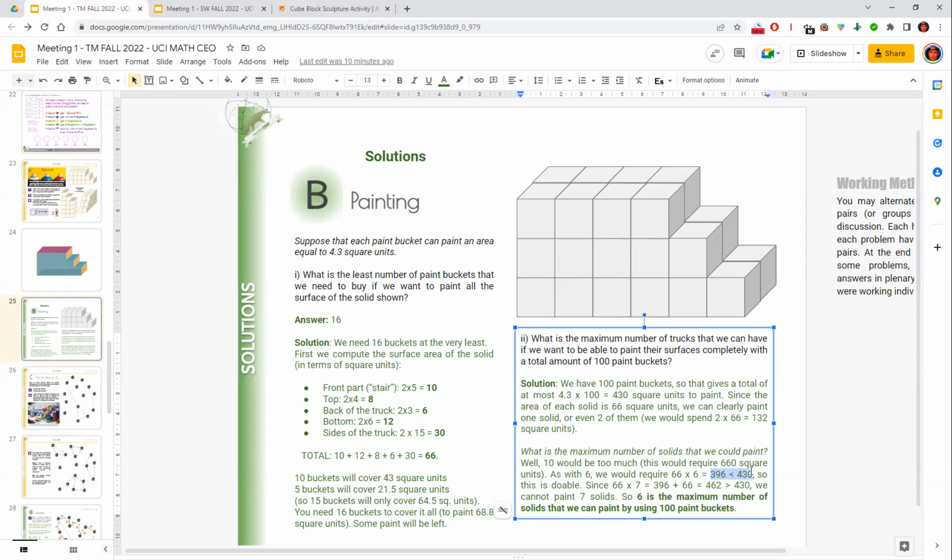So you still could, maybe you have some more, but then you realize that 66 times 7 is adding just one more 66. And this is a good math of multiplications, right? If you already have 66 times 6, in order to compute 66 times 7, you just need to add another 66. And then you get 462, bigger than 430. So 6 is actually the maximum number of solids or trucks that you could paint.